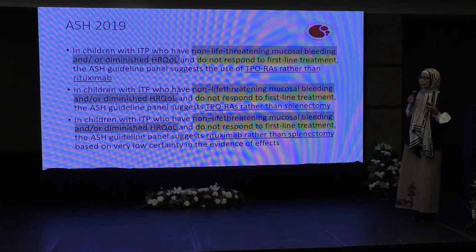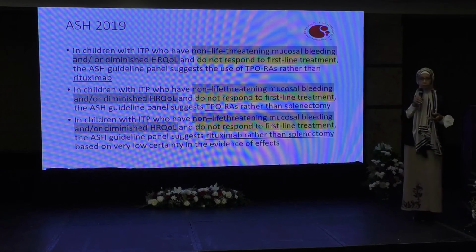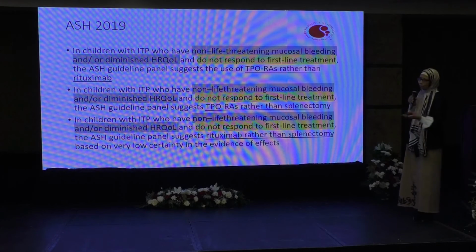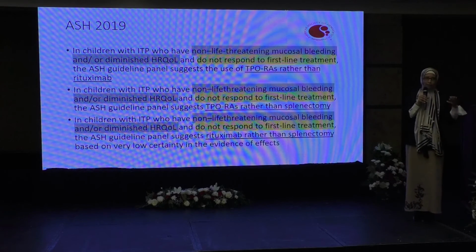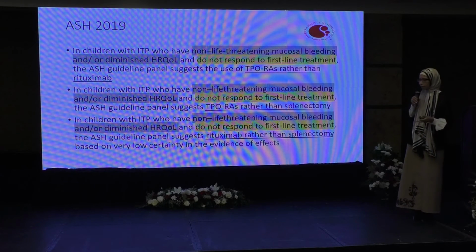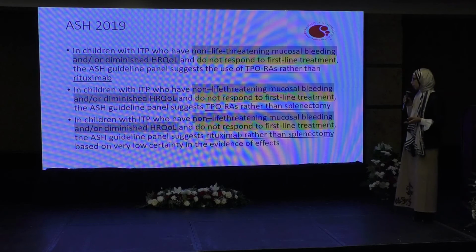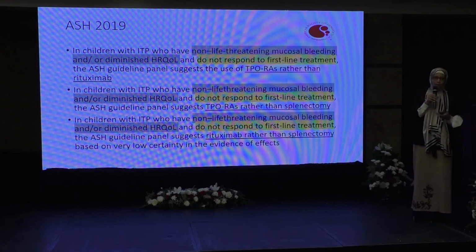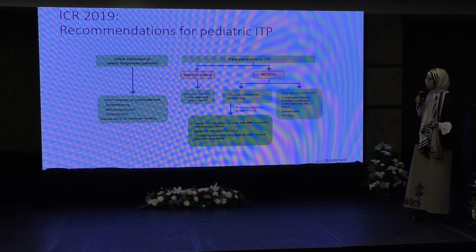The American Society again goes for the thrombopoietin receptor agonist rather than rituximab, rather than splenectomy. For sure, it has been a long time since we did a splenectomy for a patient with immune thrombocytopenia in the pediatric age group, and rituximab is preferred over splenectomy if I do not have access to the thrombopoietin receptor agonist.